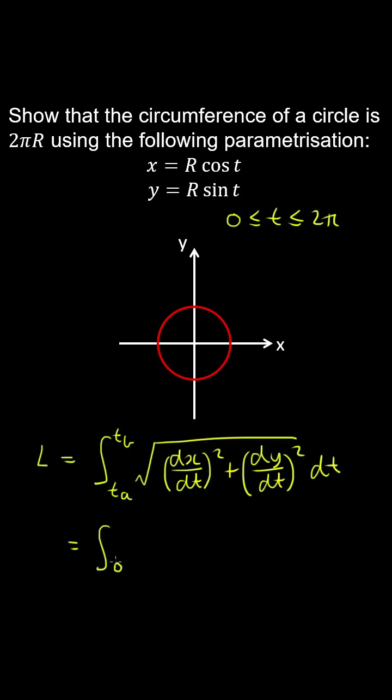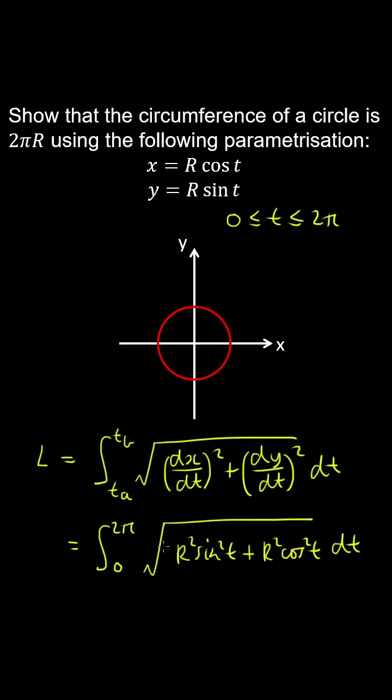So we integrate from 0 to 2 pi, and dx/dt is minus r sine t, and squaring that gives r squared sine squared t, and dy/dt is r cosine t, so squaring that gives r squared cosine squared t. And now if you factor out r squared and use a trig identity, you get the following integral. And now evaluating this integral, you'll get this result.